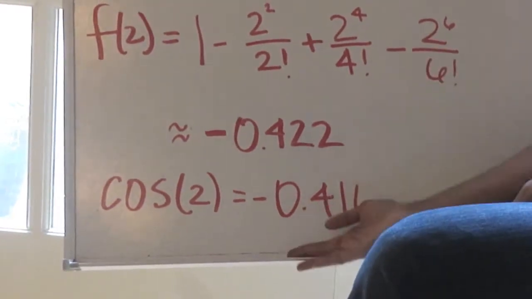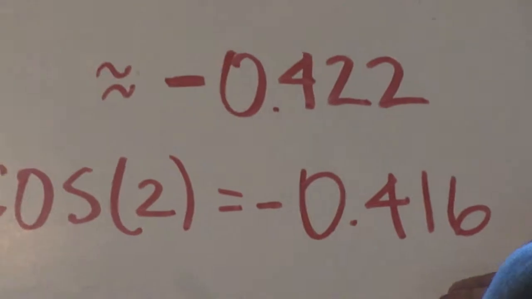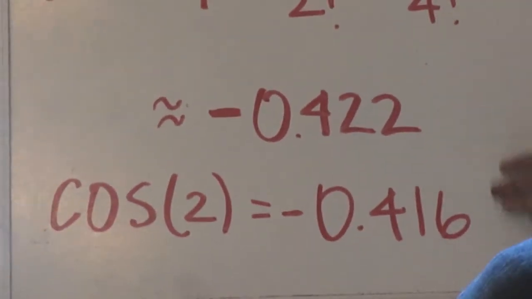Looking at what cosine of 2 actually is, it's negative 0.416, and you can see that these values are very close.